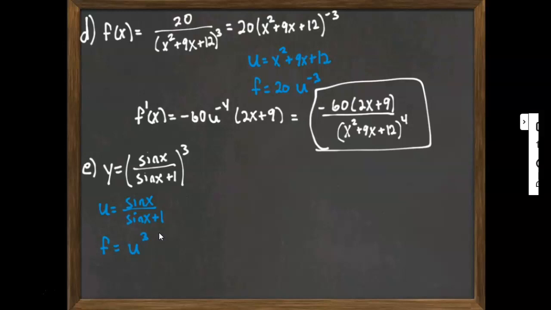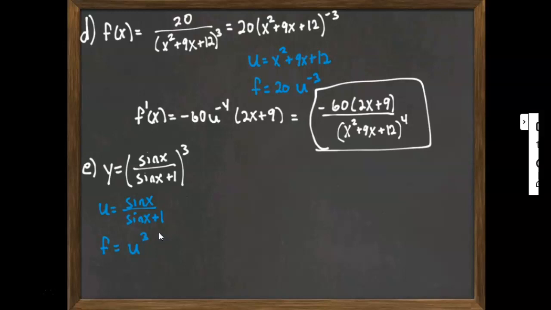And then f is u to the third. That's how I'm going to approach it. You could also distribute that third power through, get sine cubed x over quantity sine x plus 1 to the third. And then you could work it out with the quotient rule using the chain rule twice, if you're comfortable enough to do that.